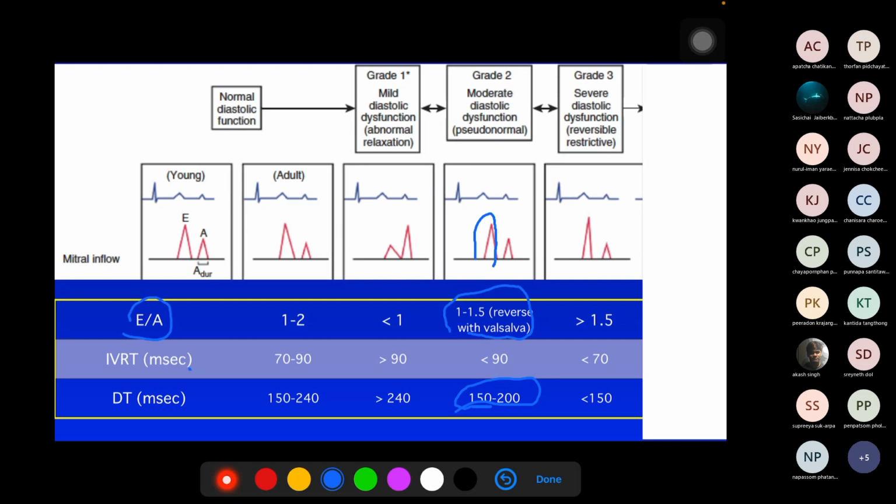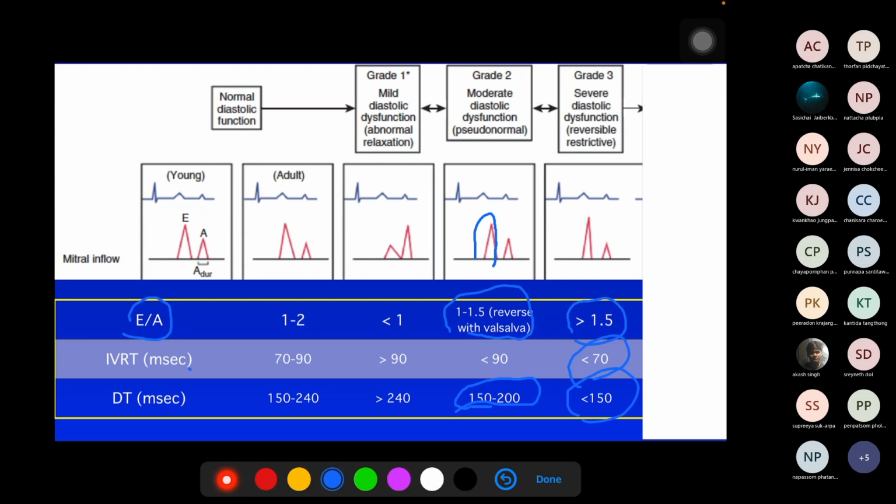As I told you, when the LV pressure is high and the LA pressure is also high, the blood flow from the LA to LV takes a very short time. It takes a very short time to equalize pressure between LA and LV. So the E and A wave ratio is also over 1.5, and then the IVRT and DT are very, very short compared to usual.